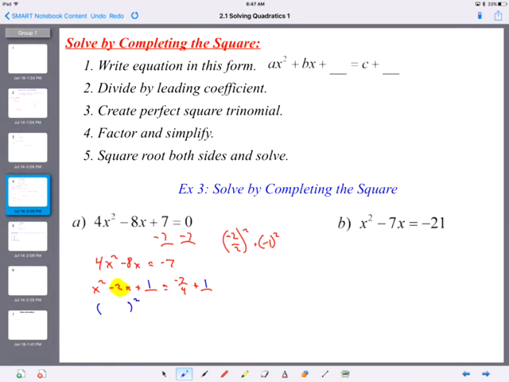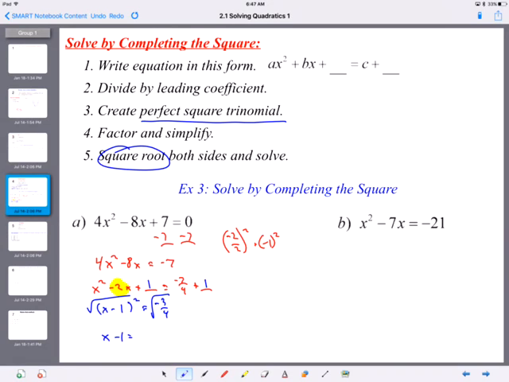That will now be factorable. It's a perfect square trinomial, so it can be factored into a binomial squared. So x squared minus 2x plus 1 factors to x minus 1 squared. And then you take negative 7 fourths plus 1, which would be negative 3 fourths. And now that you have the binomial squared, you can square root both sides. So we'll take the square root of this side, square root of this side. We have x minus 1 is equal to the square root of negative 3 fourths.